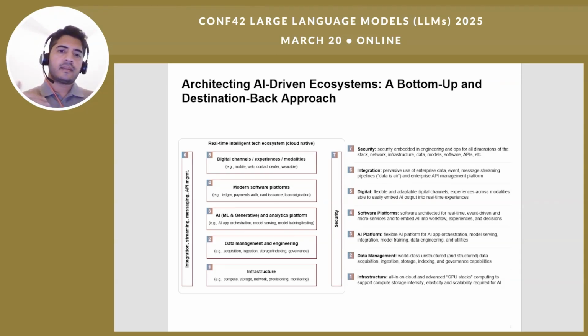Then we go to the analytics platform, which is the third layer, where we build the models, serve the models, train the models, test the models, etc. And then we go to the modern software platform. What modern software platforms talk about is whether our architecture is designed for real-time, event-driven or microservices, and how AI can be embedded into various business processes. We are working in fintech, healthcare, pharmaceutical, irrespective, making sure that AI is embedded into various business processes to drive value.